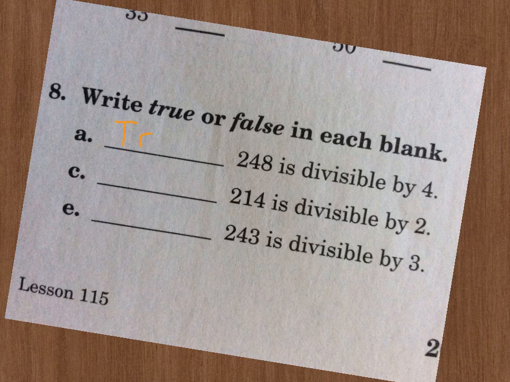Okay, let's do C since I have it on the page here instead of going B. C. It says 214. Is that divisible by 2? If you think that's true, stand up. If you think that's false, stand up. So this one, a number is divisible by 2 if it ends in a 2, 4, 6, 8, or 0. And it ends in a 4, so again, this one is going to be true.